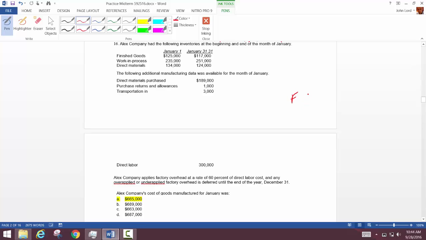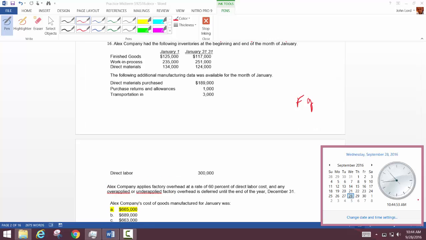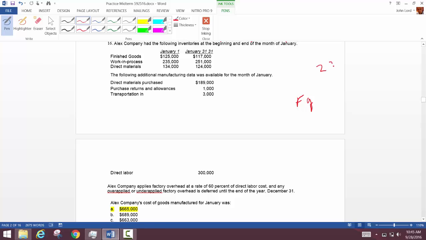So you're going to analyze the finished goods for January. Finished goods January 1st was 25, okay, so we go work in progress. Was 235.